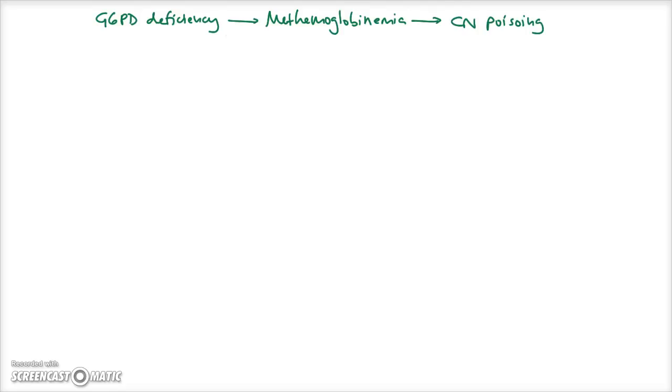Now, just as a brief overview, G6PD deficiency as a state can induce methemoglobinemia, and methemoglobinemia itself is second-line treatment for cyanide poisoning. Now, cyanide poisoning I'll likely talk about in the second video. So first, let's talk about what we already know about G6PD deficiency.